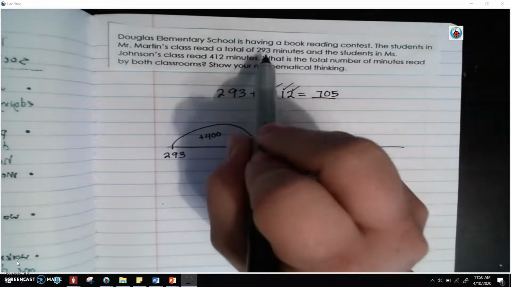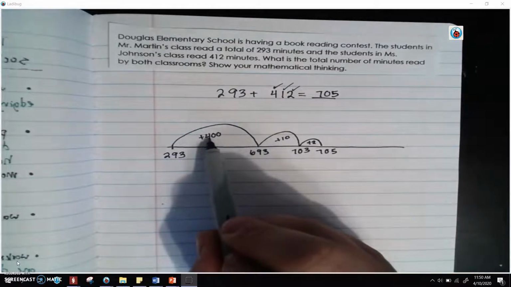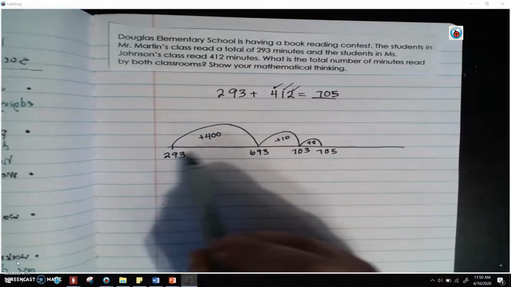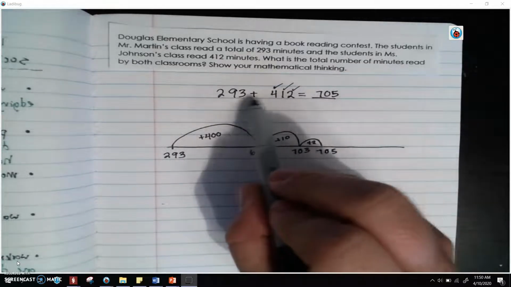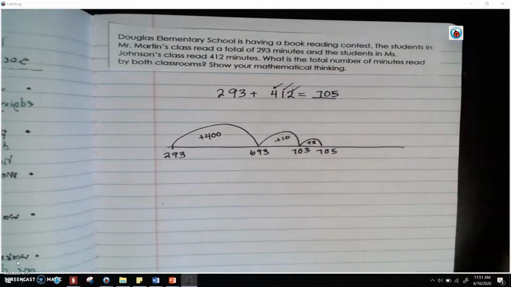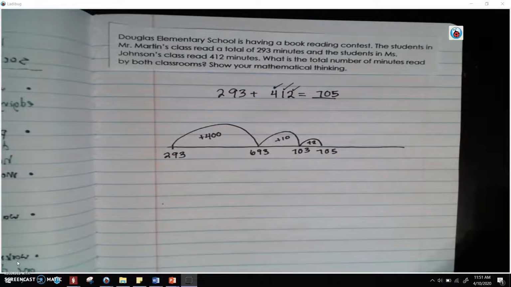I know that I started at 293. I added 412. So there's 400 that I added. 200 plus 400 is 600. 10 to 90, I went to 703, and plus 2. So I checked my work. 705 would be my answer. And I've shown my mathematical thinking with my number line.